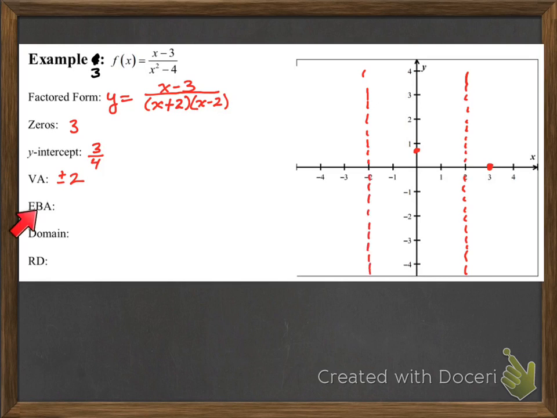The end behavior asymptote, you look at the degree of the numerator, which is 1, and the degree of the denominator, which is 2. The degree of the numerator is less than the degree of the denominator, meaning y equals 0 is your horizontal asymptote. Now I'm not going to try to draw a dotted line on top of the x-axis, but the x-axis will be the horizontal asymptote here.